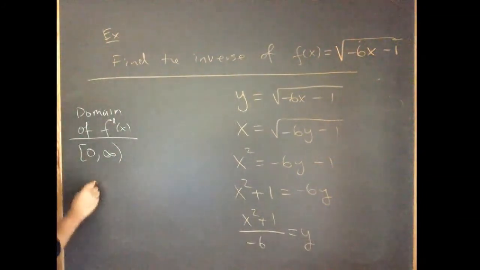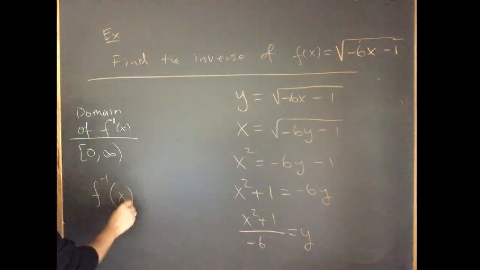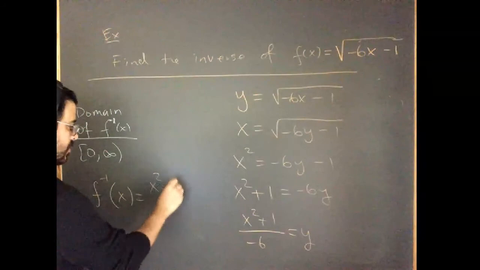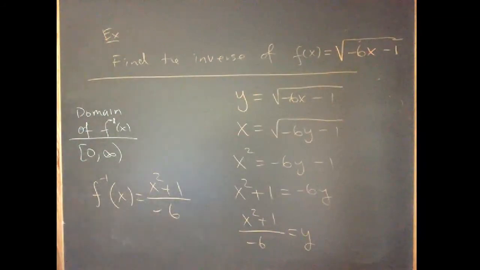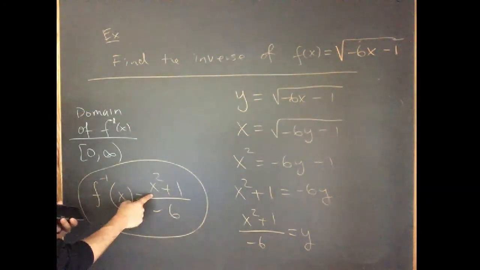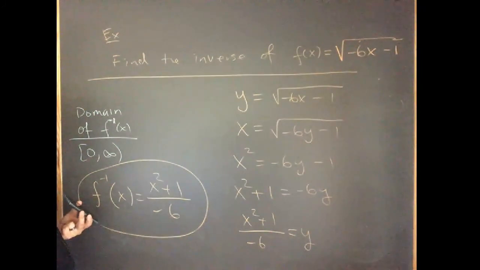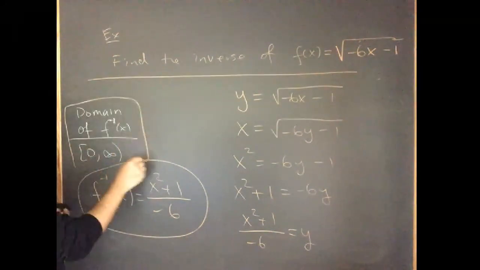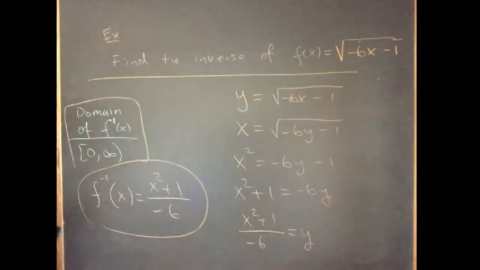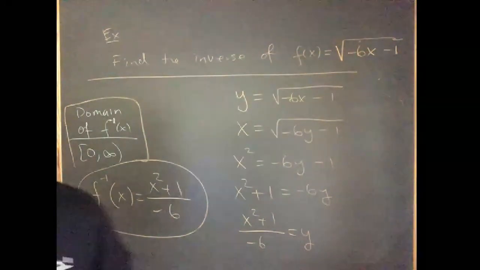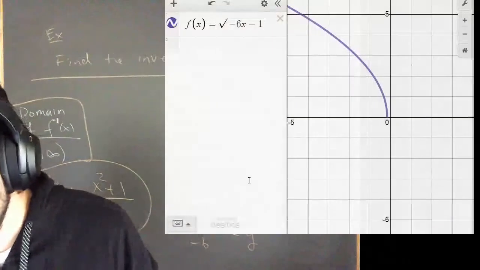Okay, so then the formula for the inverse is (x squared plus 1) over negative 6. So this is what we should find for the inverse. However, you'll notice that if we just look at this, it looks like the domain should be any real number, but it's not. The domain is really the range of this function, and we can see that in this case if we look at the graph, okay?